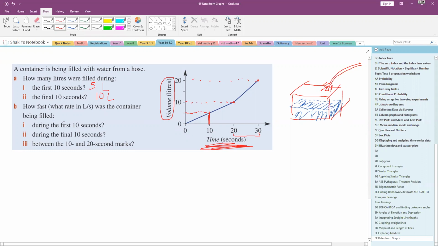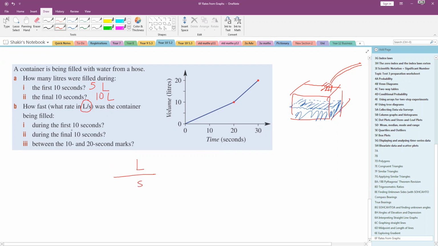How fast was the container being filled during the first 10 seconds? So now we're talking about rate. So let me just tidy this up so we can look at the rate. Now, how fast, what rate in liters per second? That is telling you how to figure out the answer. We're going to do liters over seconds, and we're just going to simplify.